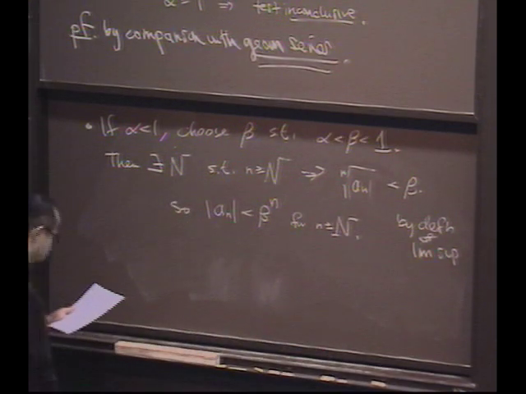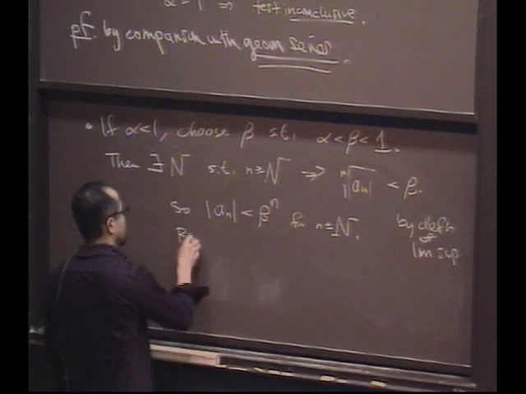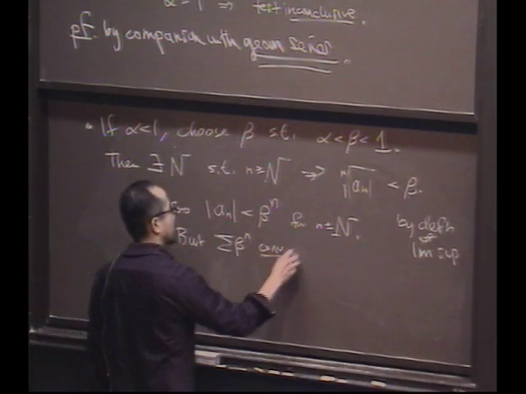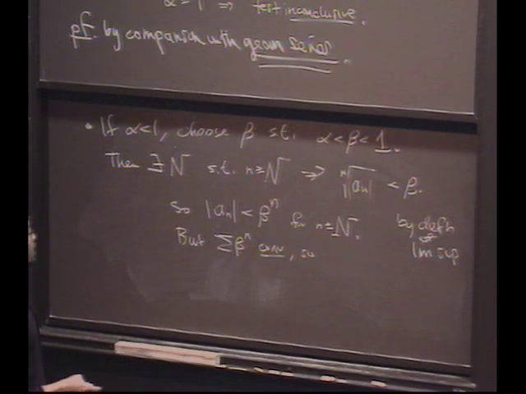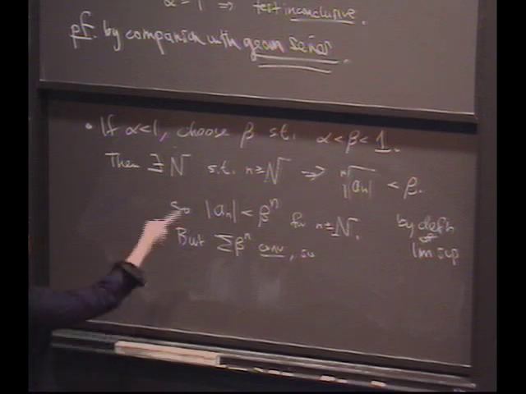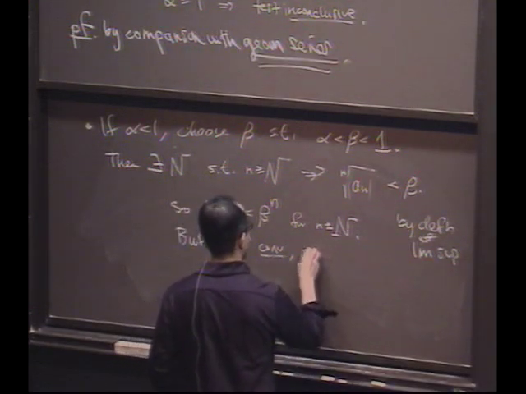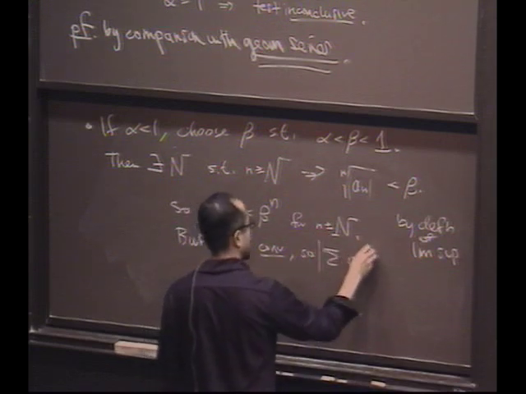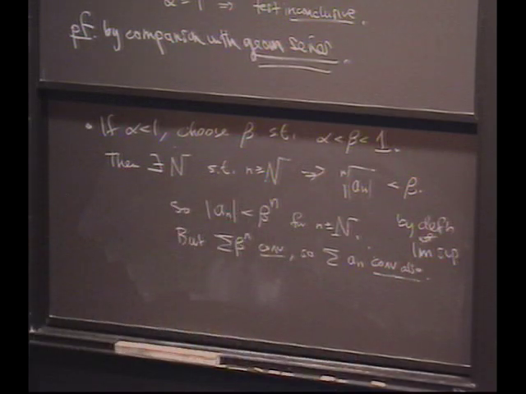Hooray. We're in good shape. That's it, basically. And what do you know about beta to the n? It converges. The sum of beta to the n converges. So that means the sum of the a_n's, I can compare the a_n's to the b_n's, right? So the sum of the absolute values of a_n converges as well.